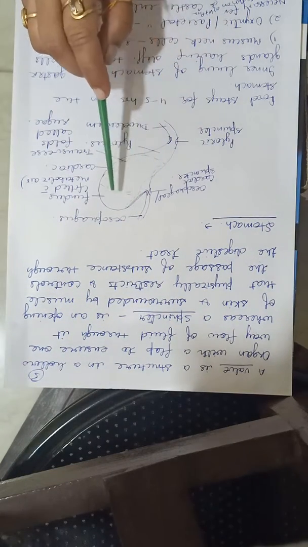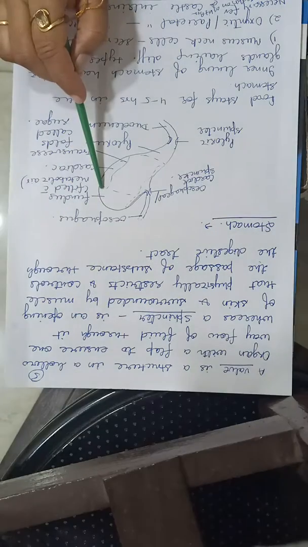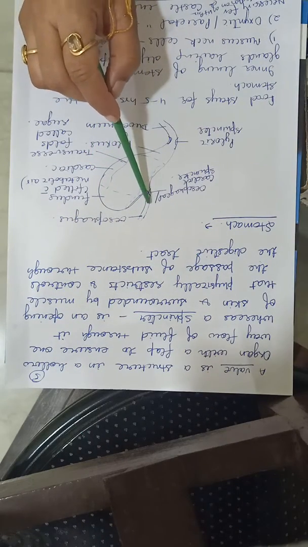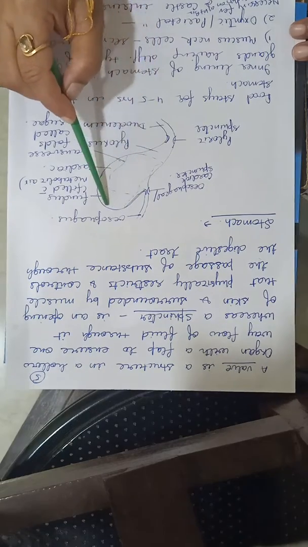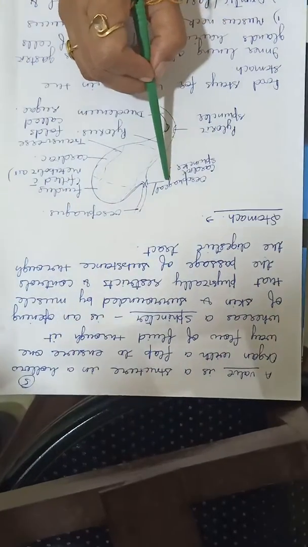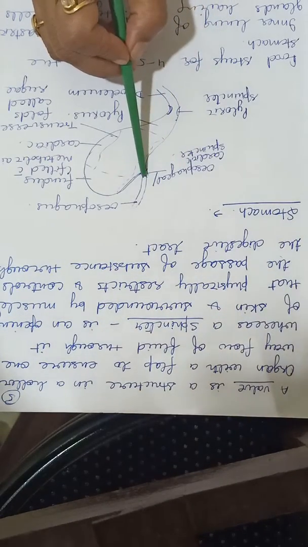Students, as you can see, this is the structure of a stomach. Here is the esophagus, which is entering the stomach. At this location is present the cardiac sphincter, or esophageal sphincter.